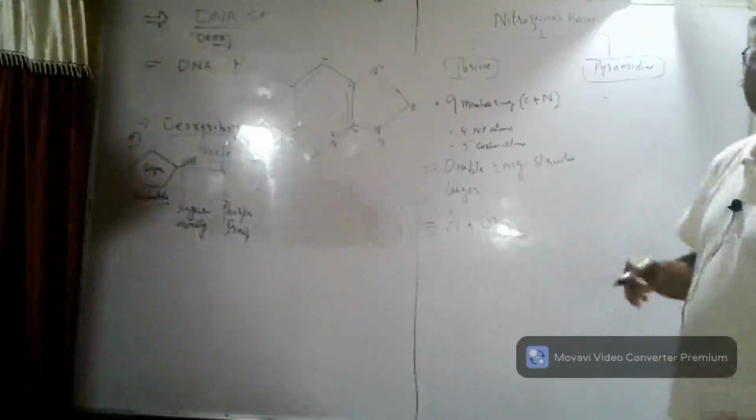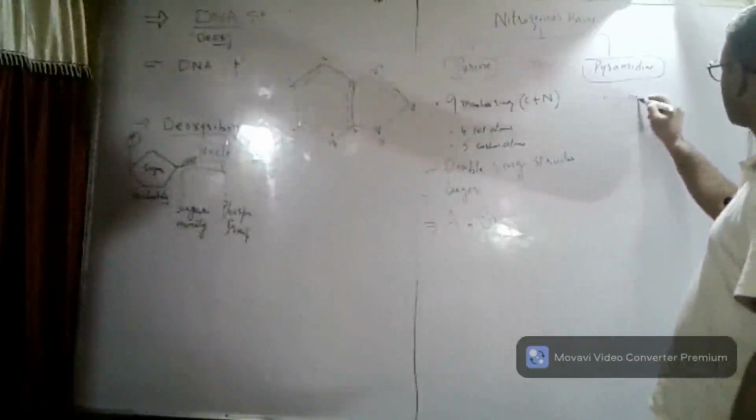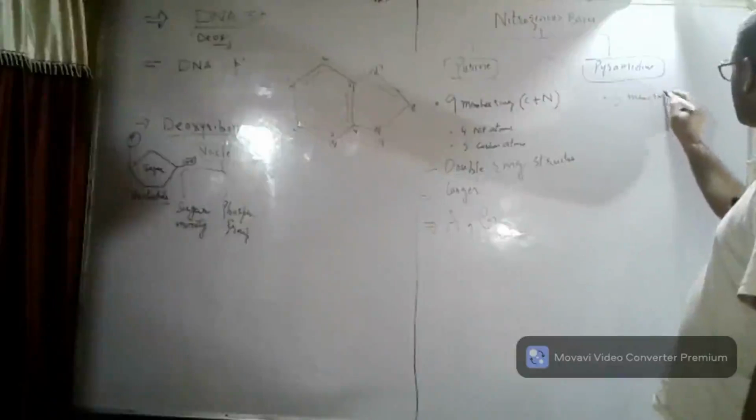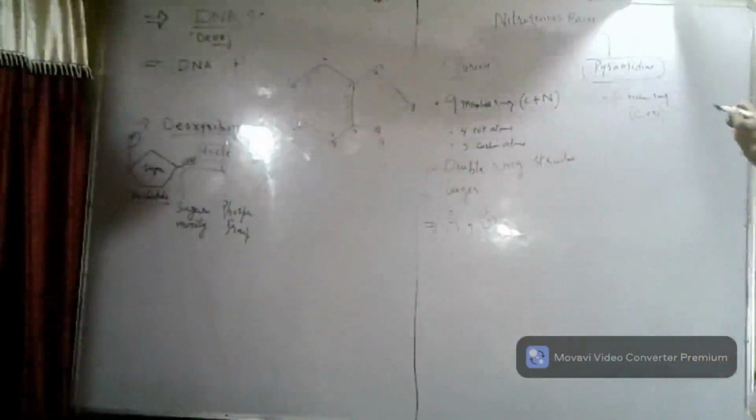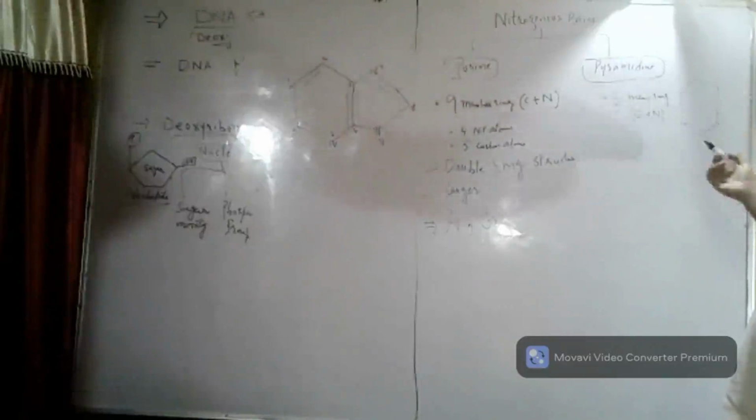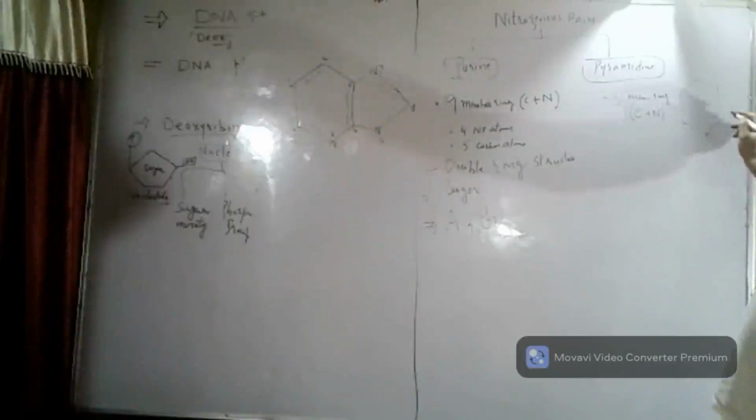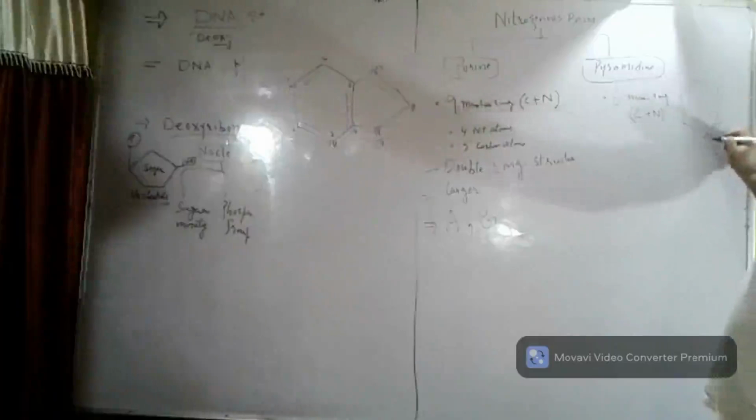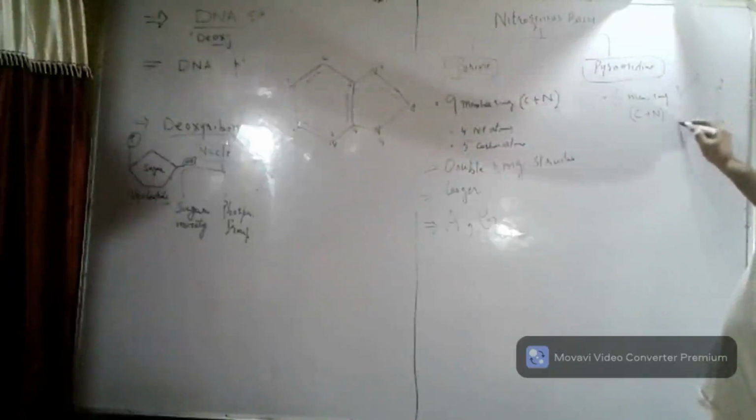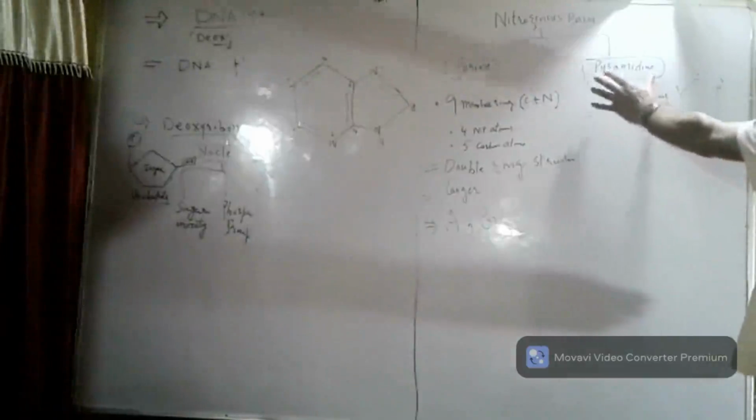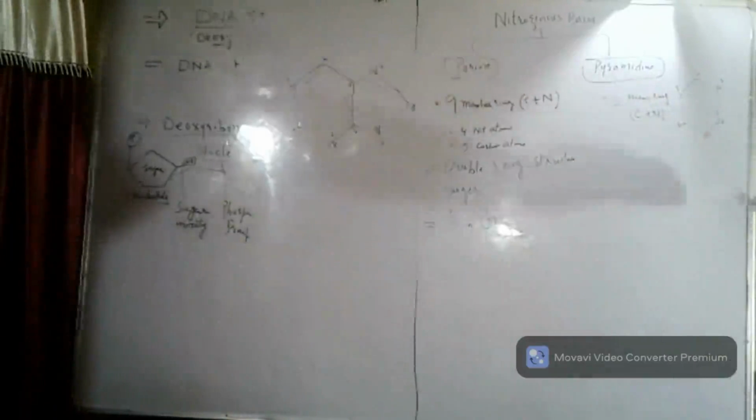Then we have pyrimidines. Pyrimidines are a 6-member ring. They have carbon and nitrogen. It would be like this: 1, 2, 3, 4, 5, 6. So this pyrimidine is a 6-member ring.